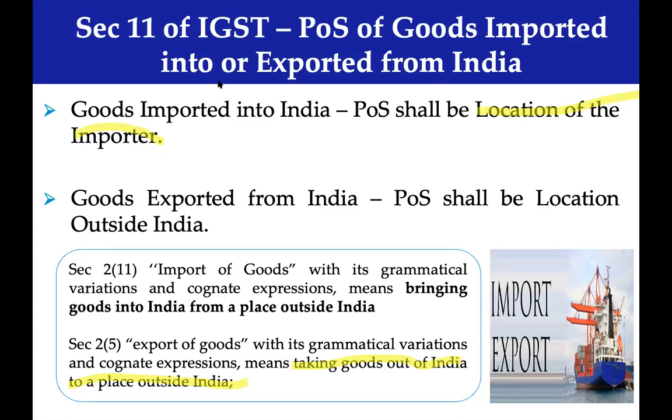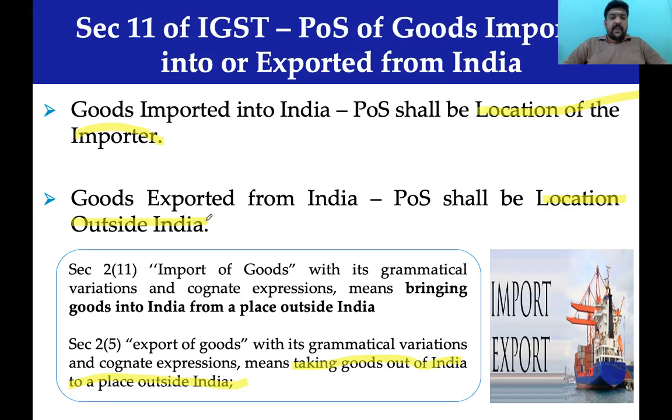Coming back here, for goods imported into India from a place outside India, it is very simple. The location of the importer is going to be the place of supply. Goods exported from India, then how to determine place of supply? Very simple. The place outside India where it is exported will become the place of supply. The location outside India where the goods are exported would become the place of supply.